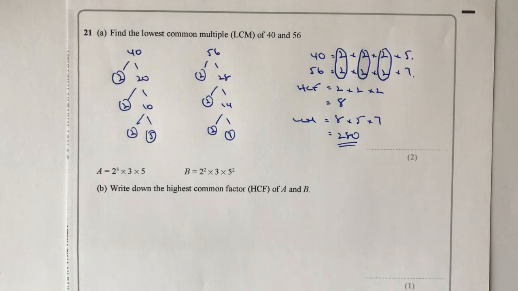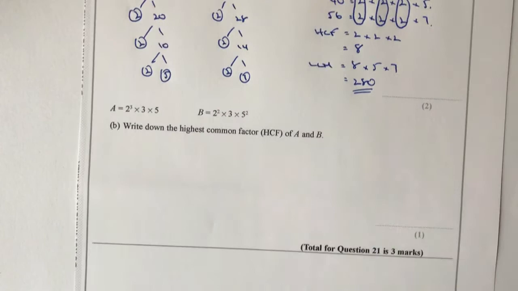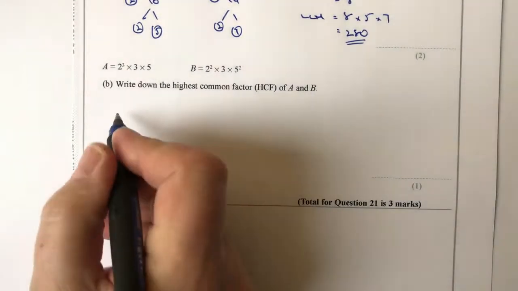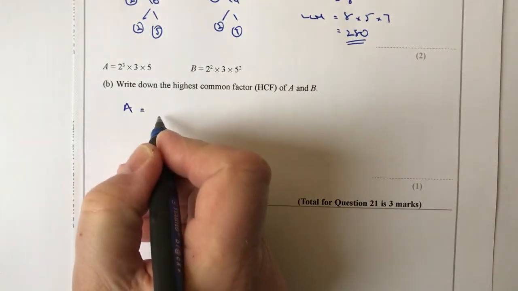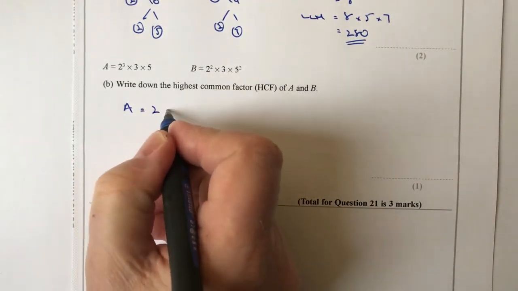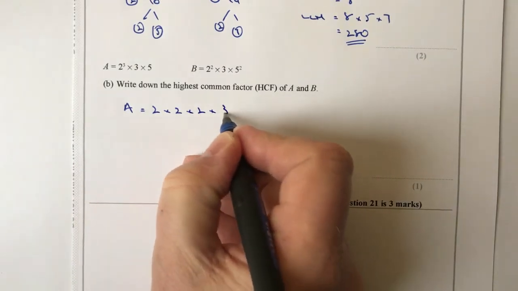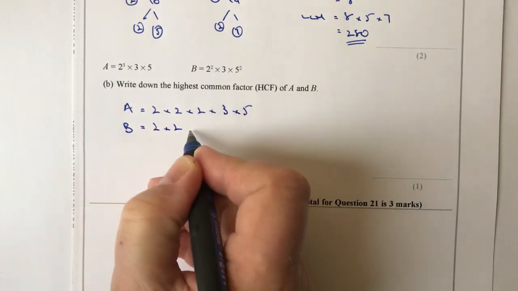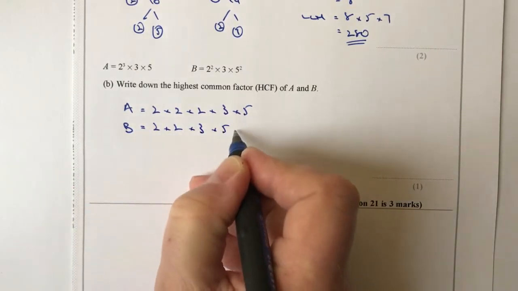Again, you might have a slightly different method. I tend to prefer to do it like that. It might be a little bit long-winded, but it certainly works for me because I can then use exactly the same method when I'm working with part B of this question. So I've got A, and what it's said here is that A is equivalent to 2 cubed multiplied by 3 multiplied by 5. Well, I'm going to write that out longhand. And then B is going to be 2 squared times 3 times 5 squared.